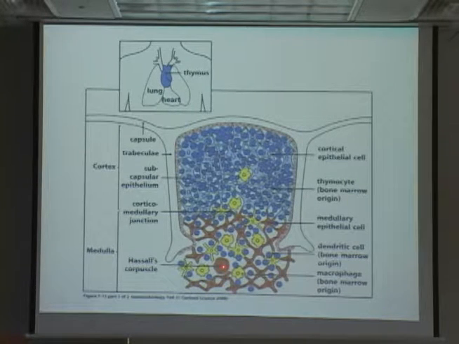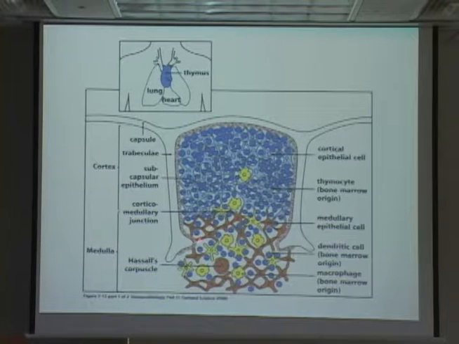And these cells are very important for presenting antigen to T cells. Now, I should mention that in the cortex there are very few dendritic cells, but there are macrophages, and their duty, as I'll come to in a moment, is to eat dying thymocytes.